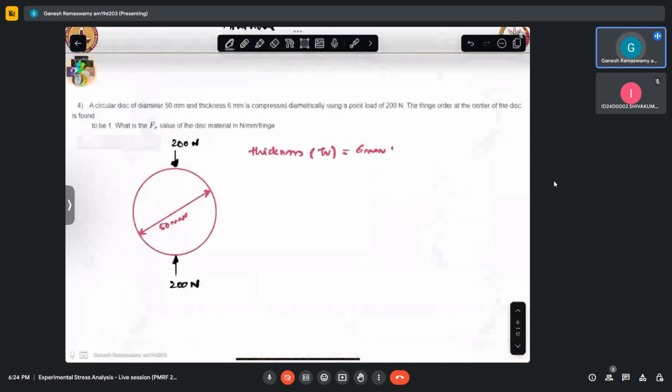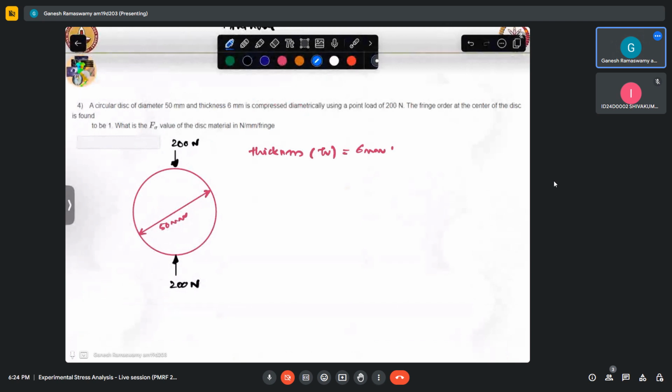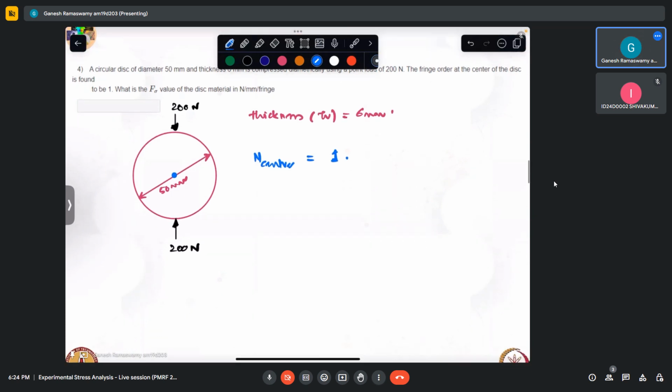The fringe order at the center, let me draw the center, this is nearly the center of the disc, is found to be 1. Now they are asking what is the F sigma value.